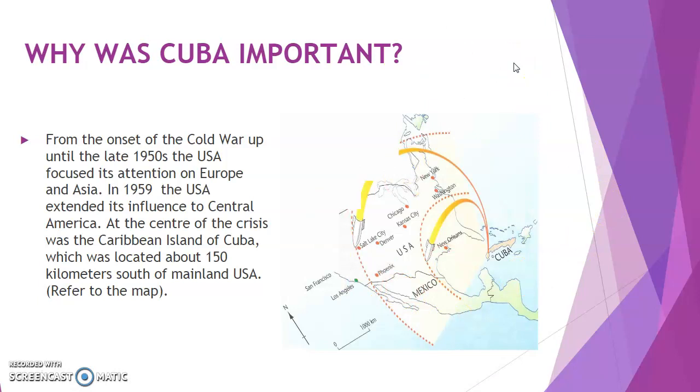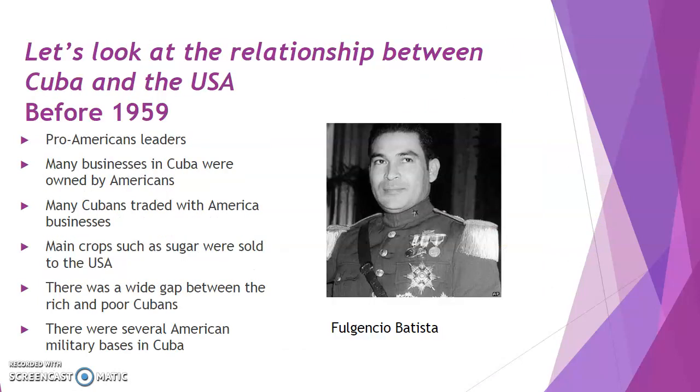So let's go to Cuba in 1959. Before 1959, the USA and Cuba had a very good relationship. They were the best of friends. And the reason for that is that the leader at the time, our man Fulgencio Batista, was very pro-American.